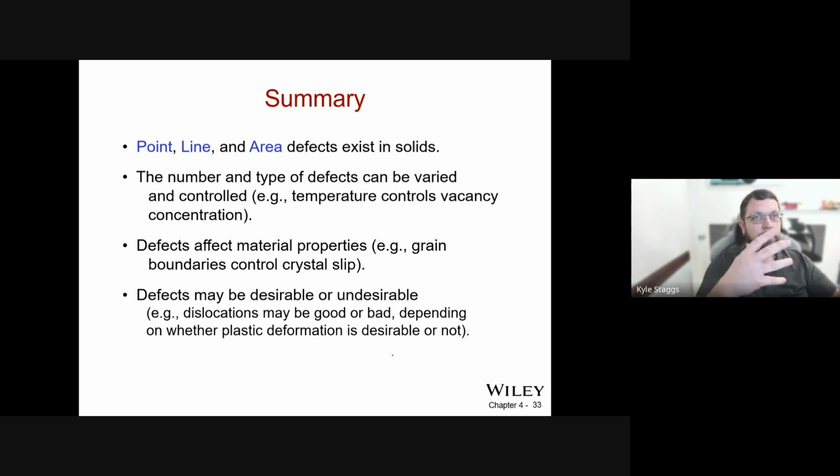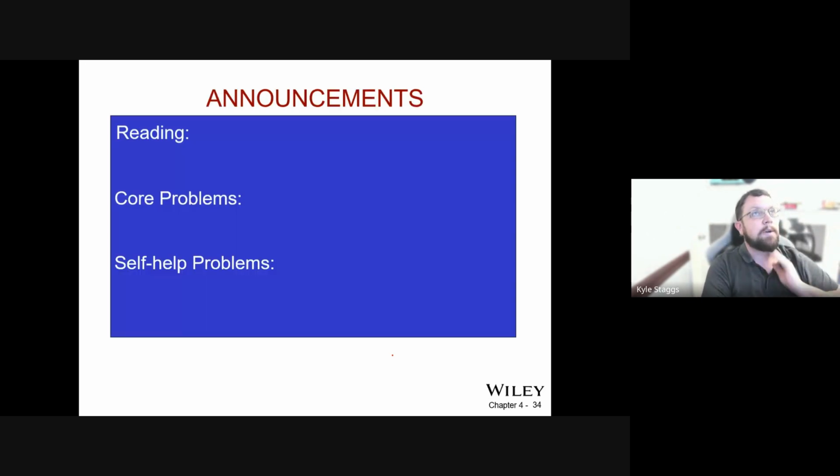And that's the most simple, most brilliant summary that I've seen. That's why I shared it with you guys. Defects, depending on what it is, can be desirable or undesirable because of plastic versus elastic deformation and things that we're going to learn about as we get into more depth with the stress strain curve and all of the other stuff that you guys are going to need to understand.